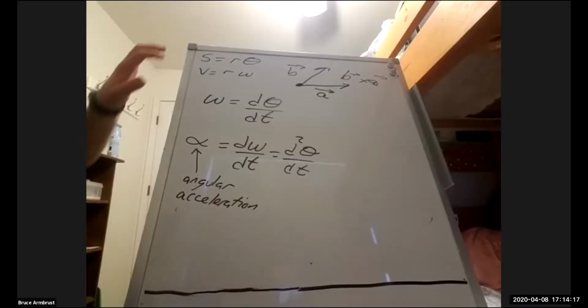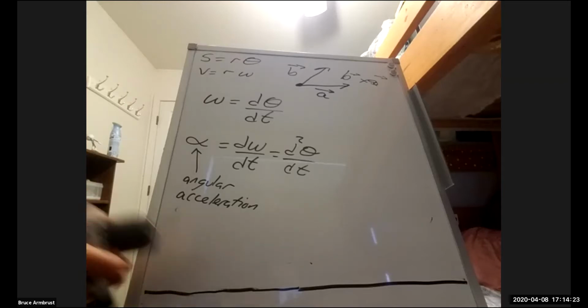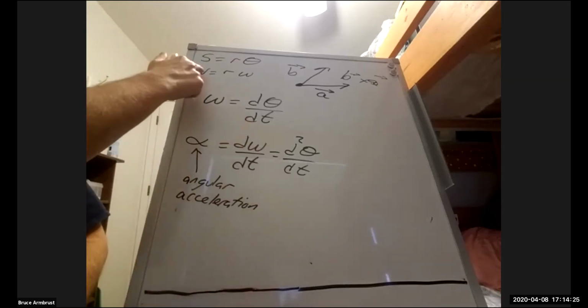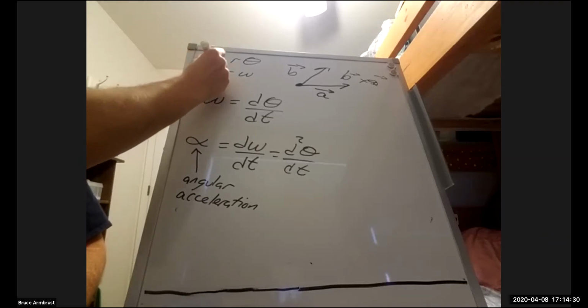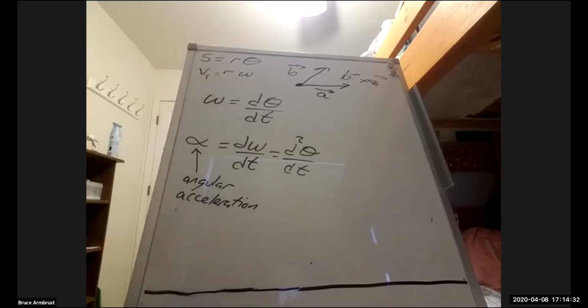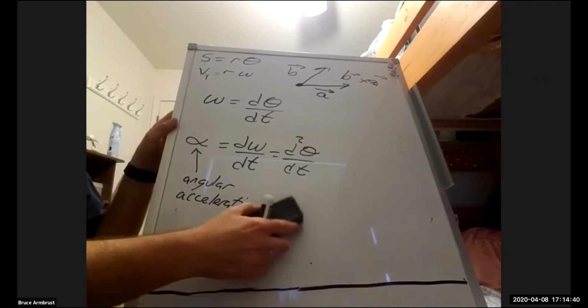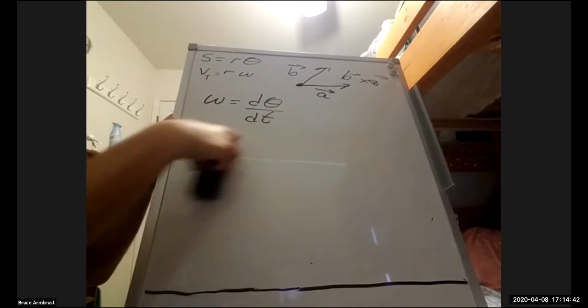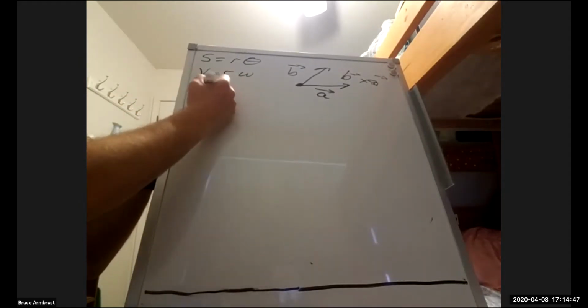So I want to come back to this idea of s being r theta and v being r omega. As I mentioned a little bit ago, this v is really a tangential velocity, so I'm going to put that v sub t, because the velocity itself can be pointing in the other direction. Well, if we want to extend this to acceleration, imagine taking a derivative of this with respect to t.